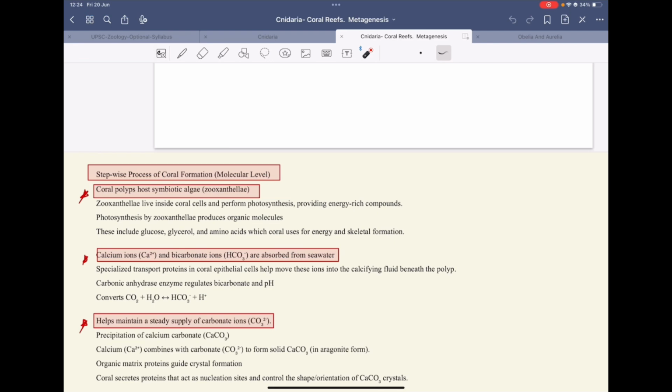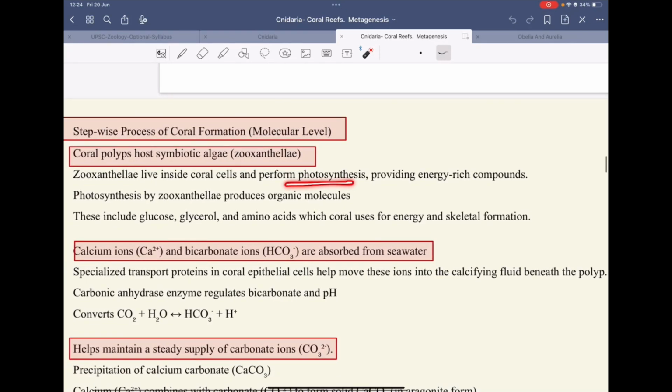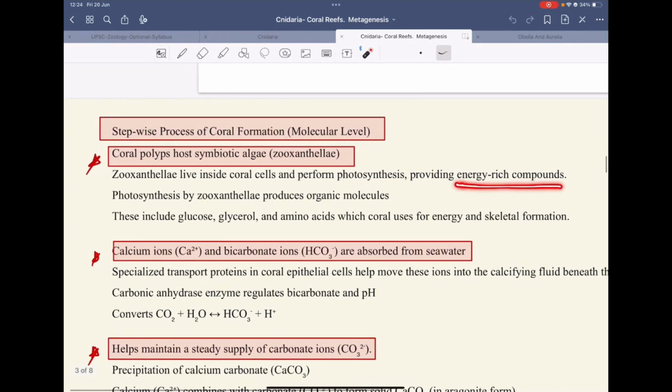So zooxanthellae live inside the coral cells and they perform photosynthesis. Thus they provide energy-rich compounds. So they provide food. Zooxanthellae provide the food to the coral. And in turn the coral provides shelter to the zooxanthellae because they live inside it.